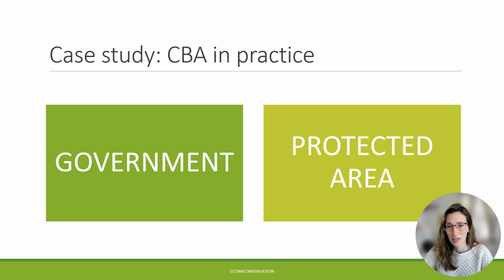CBA. Okay, let's start. Suppose we are the government and we want to create a protected area to conserve biodiversity, protect endangered species, and promote ecotourism. The location we are thinking about is pristine, but it has some agriculture and logging activities inside it.